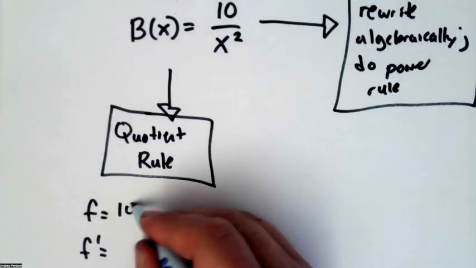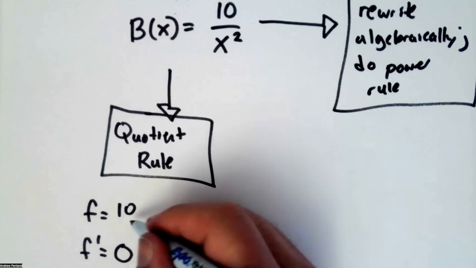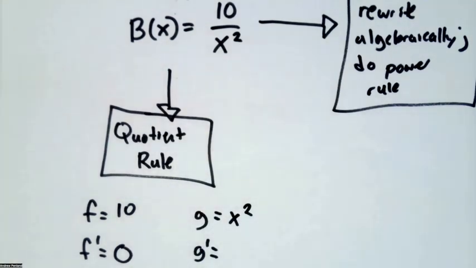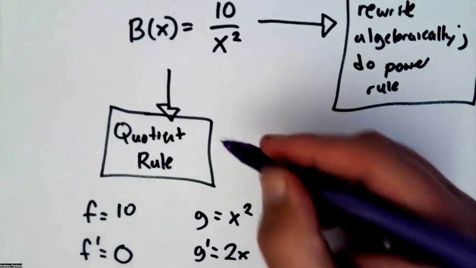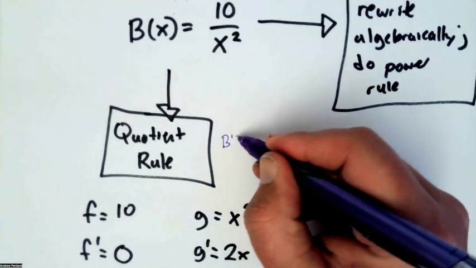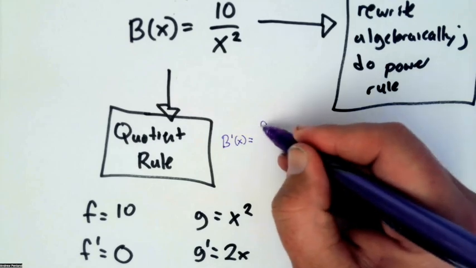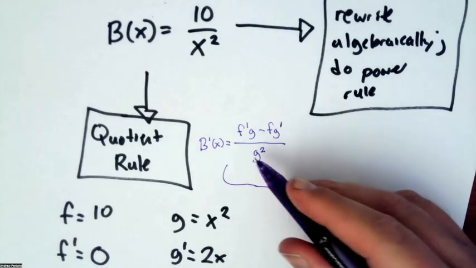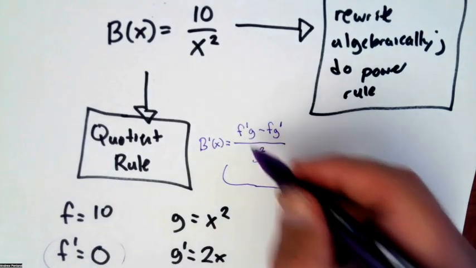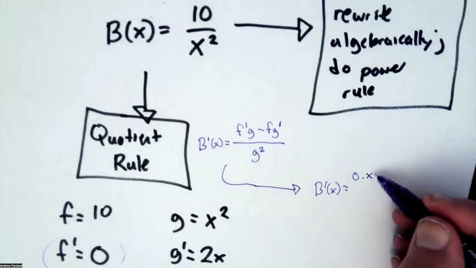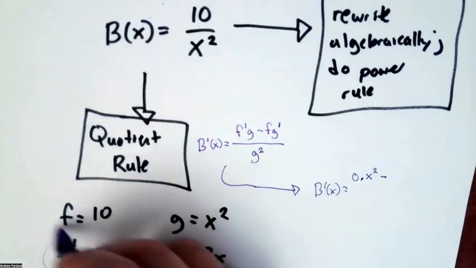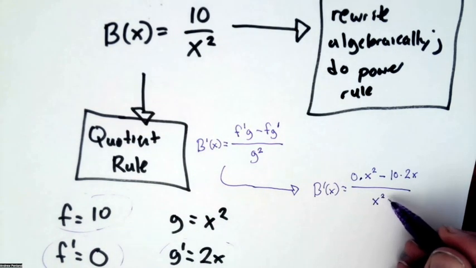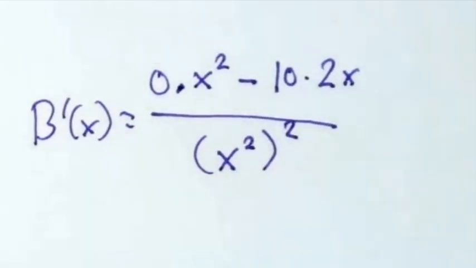F is 10, so f prime is 0 because 10 is a constant. G is x squared, so g prime is 2x. So I plug that into my quotient rule pattern, which would say b prime of x is equal to f prime, 0, times x squared, minus 10 times 2x, all over x squared quantity squared. I have to square the denominator.